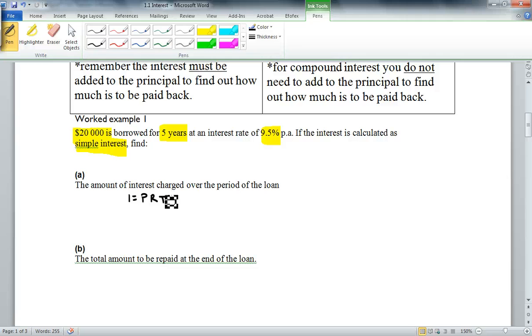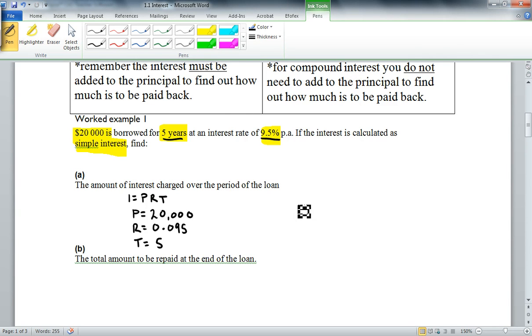Then I identify the different variables. P is the principal. In this case, it's $20,000. So I write 20,000. R is the rate. Don't be tempted to write 9.5 like that. We need to write it as a decimal. And remember, 9.5% is 0.095. Remember that 0.9 is in fact 90%. Okay, so don't get confused there. That's an easy mistake to make. The next thing we need to do is the T, time in years. Okay, so T equals 5.